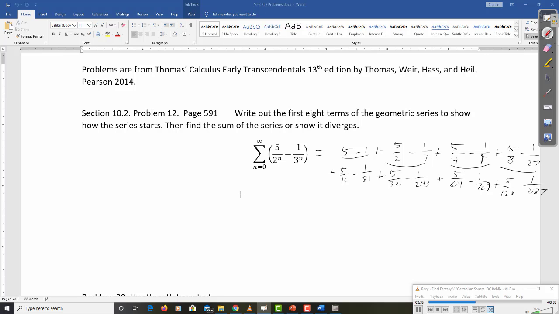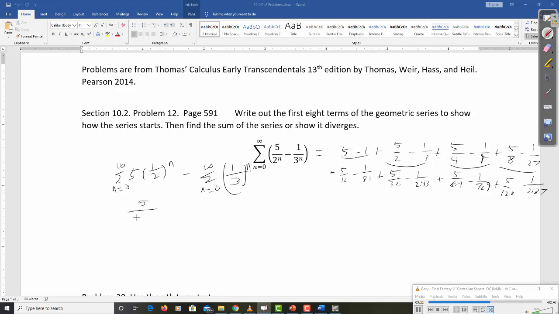Alright, that's a lot of terms. Well, I guess we can do this. These should both be convergent geometric series, and we know if they're both convergent by the theorem we just looked at, you can just split the sum and find their sums individually. So this would be the sum of 5 times 1 over 2 to the n from n equals 0 to infinity, minus the sum n equals 0 to infinity of 1 over 3 to the n.